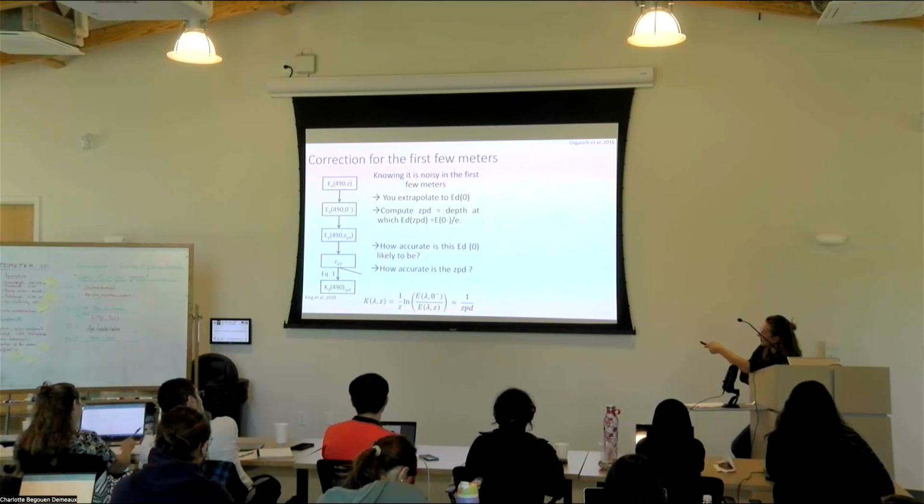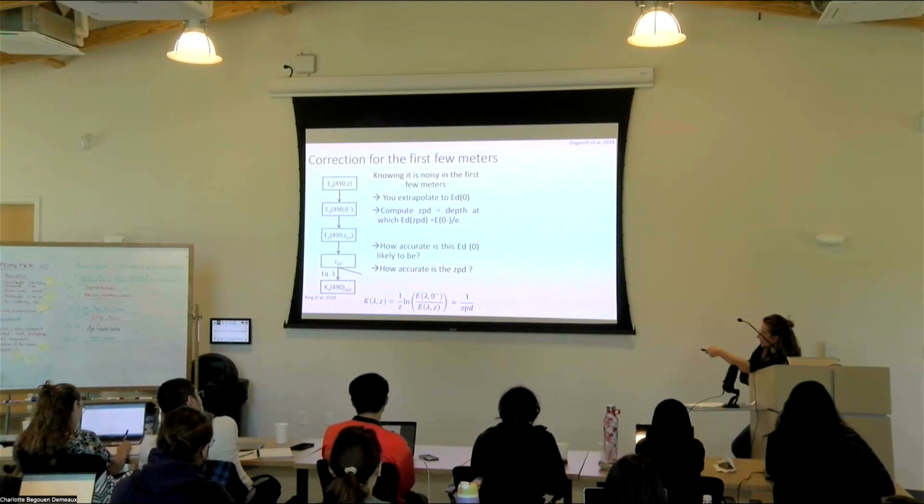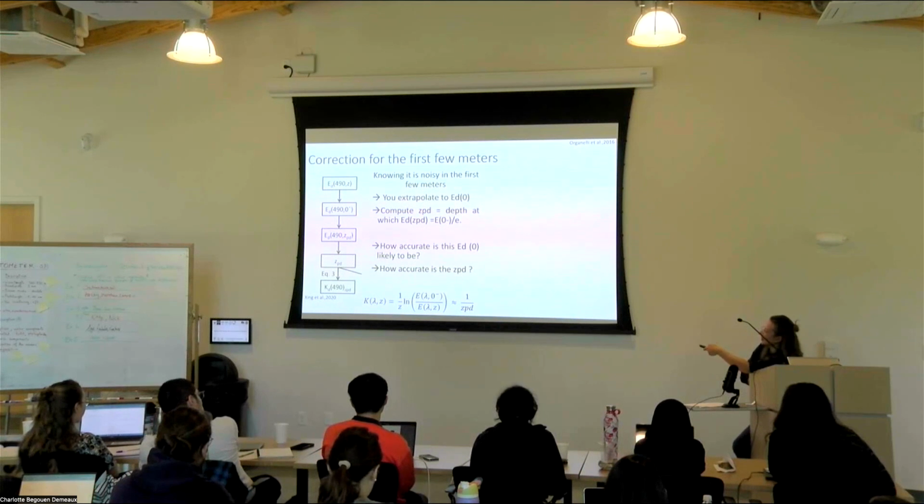67%. So by the magic of math, if you have the value of E_d(0-) that you extrapolated, and you have your E at any depth, you can actually get a K using 1 over ZPD. That's the formula. Now, that's the theory.